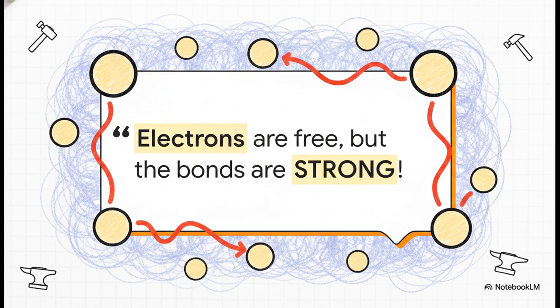A lot of students hear freely moving electrons and automatically think metallic bonds must be weak and loose. No way. Look at those thick tension lines drawn between the positive cations and the electron sea. The electrostatic attraction between those positively charged metal ions and the negatively charged sea of electrons is intensely strong. That is exactly why metals have such incredibly high melting points.